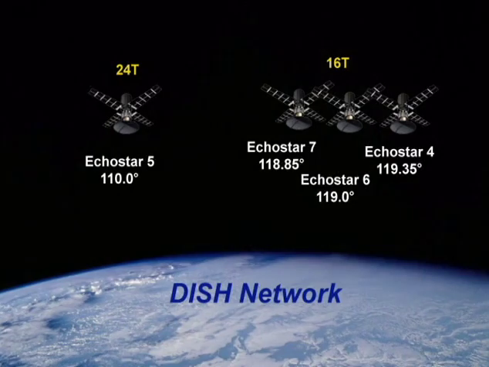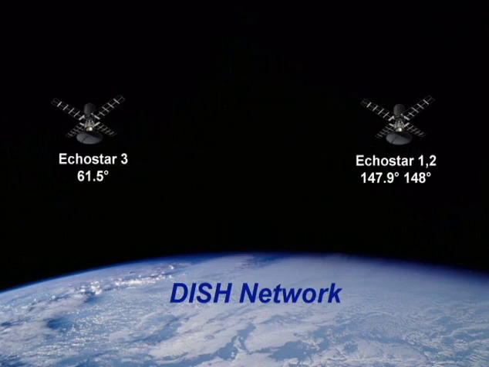The Dish Network operates 24 transponders from an EchoStar satellite at the 110-degree position and 16 transponders from satellites at the 119-degree position. They also have transponders at 61.5 and 148-degree positions. These provide additional local network and high-definition programming. The satellite at 61 degrees is intended for receivers on the East Coast, and the satellite at 148 for receivers on the West Coast. This gives each provider access to over 350 channels.